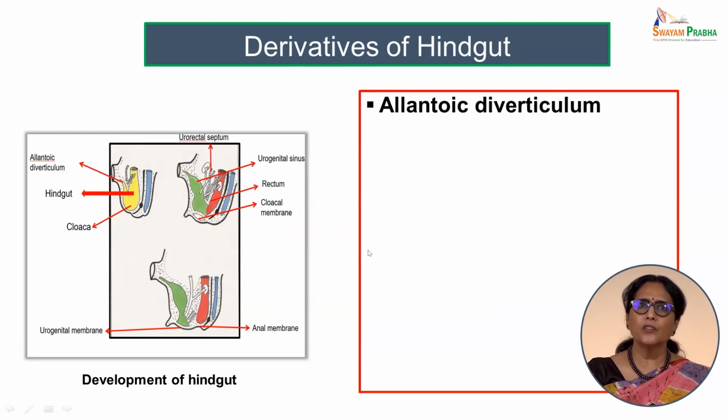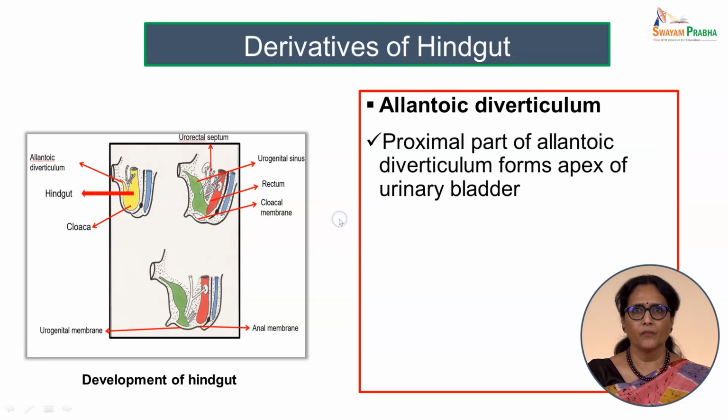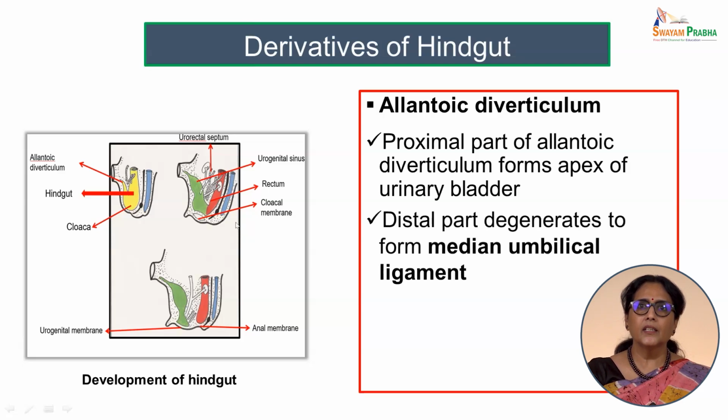Now, moving on to the derivatives of allantoic diverticulum. The proximal part of allantoic diverticulum forms the apex of urinary bladder. The distal part of allantoic diverticulum, however, degenerates and gives rise to the median umbilical ligament, which is seen in the posterior part of the anterior abdominal wall.